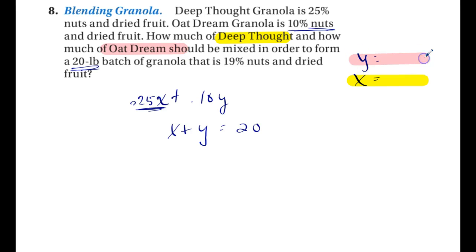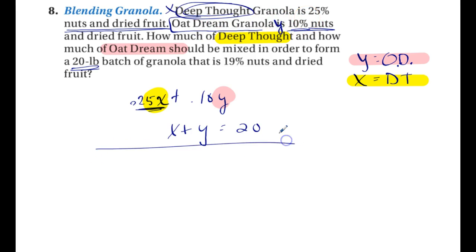Oat Dream. So it's 25% of the yellow, I'll let be Deep Thought, and this must be Oat Dream, because the nuts and the dried fruits are part of both. So the Oat Dream is the variable. That's a y. So there it is. Oat Dream is a y value, and that's the 10%. And then the Deep Thought is there's my x, is 25%, and this is my y, which is 10%.